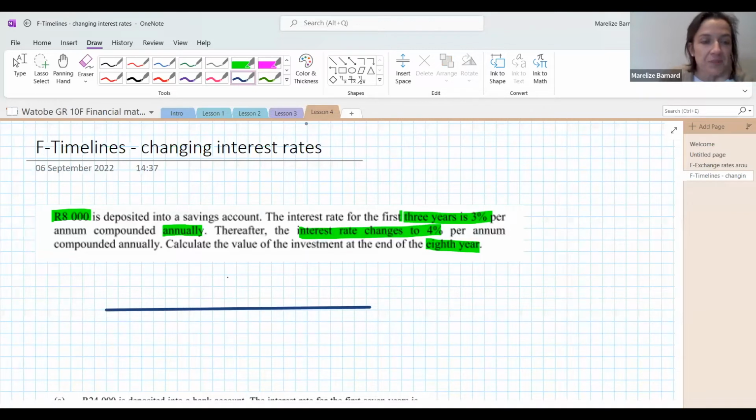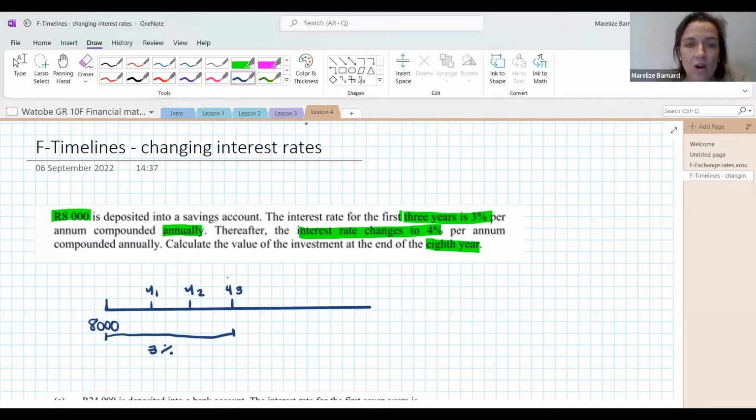And we are going to indicate on this timeline certain important things that are happening. So if we are looking at the beginning of this investment, which is 8,000 Rand, that is happening today. We're putting that 8,000 Rand away. And then the interest rate for the first 3 years. So we can go year 1, year 2, year 3. So for 3 years, this money is going to earn 3% per annum. So we can kind of draw it like that. There's 3%.